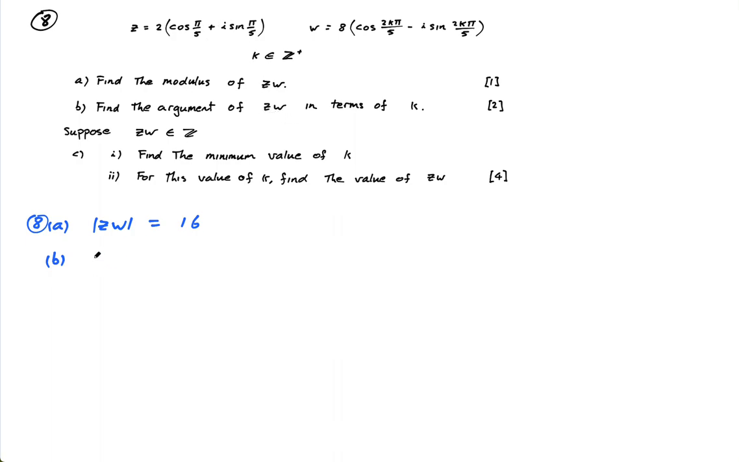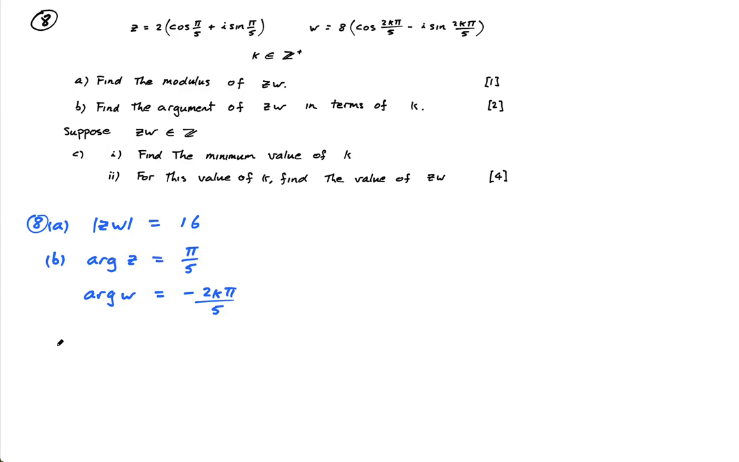The argument of z, arg z, is equal to pi over 5. It's this angle, pi over 5. But the argument of w, be very careful here, guys, is minus 2k pi over 5, just because of this minus here. So it's cos of minus 2k pi over 5 plus i times sine of minus 2k pi over 5. But cos of minus is the same as cos, that's why there's no minus there. And sine of minus is the same as minus sine, which is why you have the minus there.